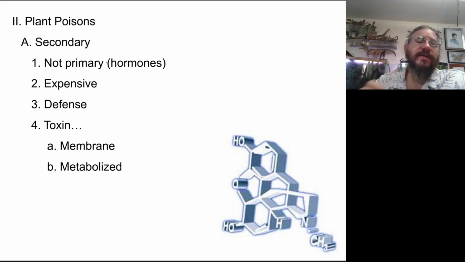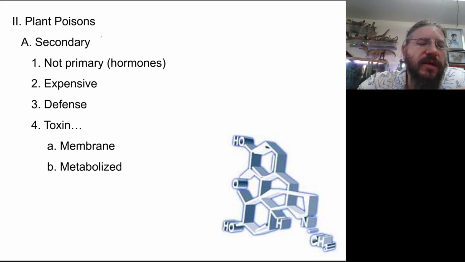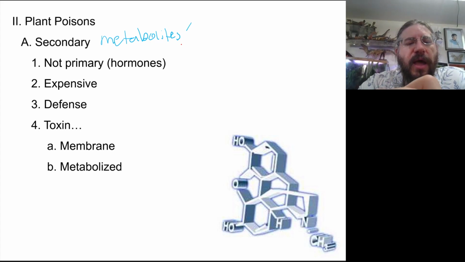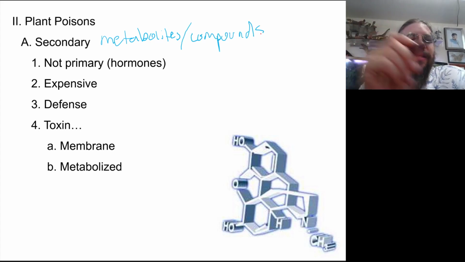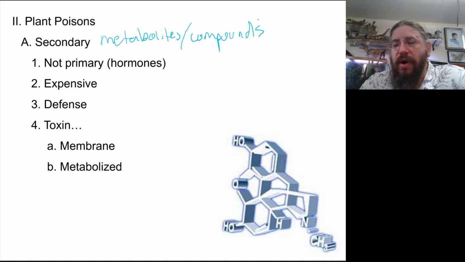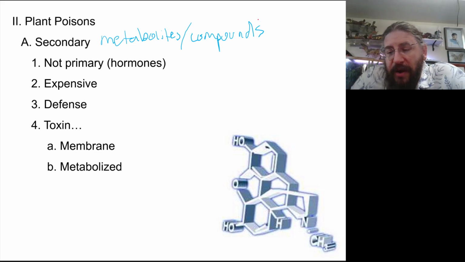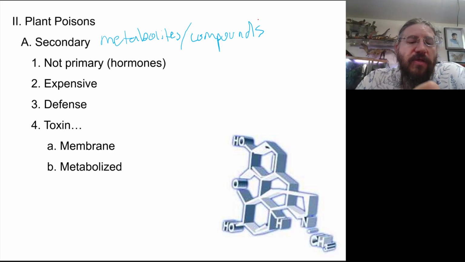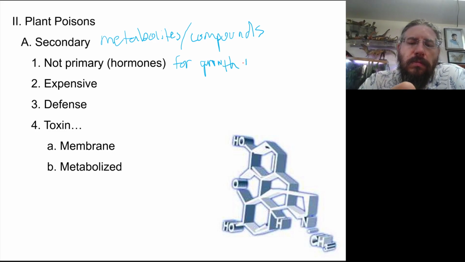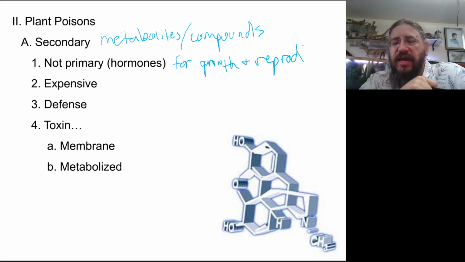First of all, poisons are generally referred to as secondary metabolites or secondary metabolic compounds. The reason they're referred to as secondary is because primary metabolites, primary metabolic compounds, are the hormones for growth and reproduction. So, just a classification thing.